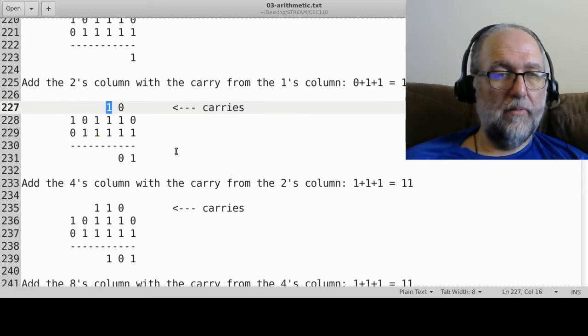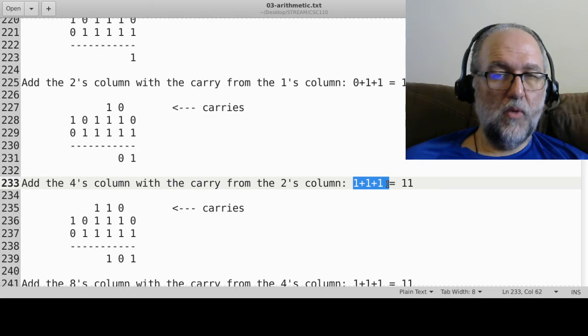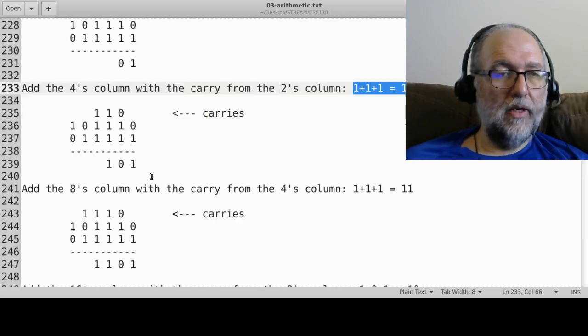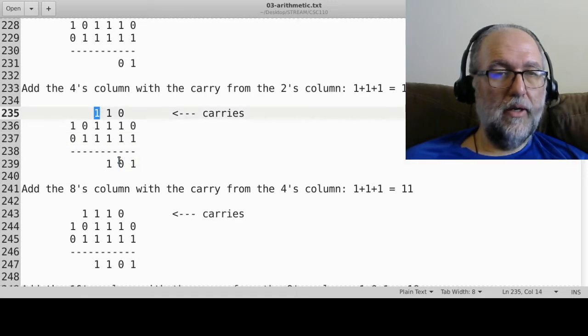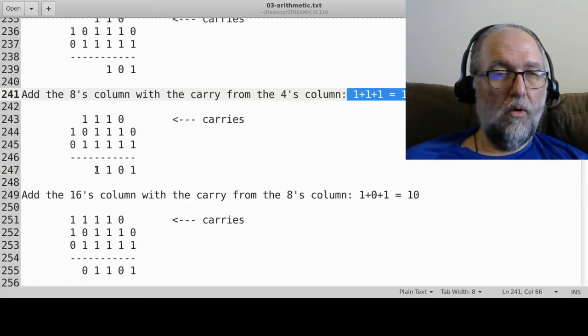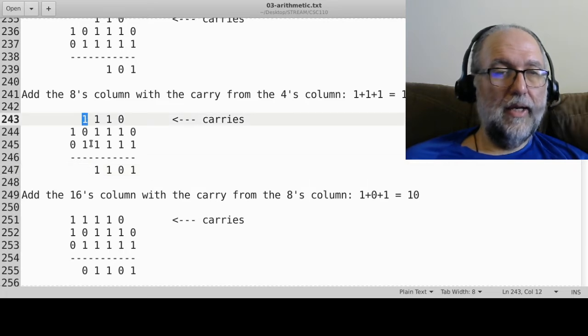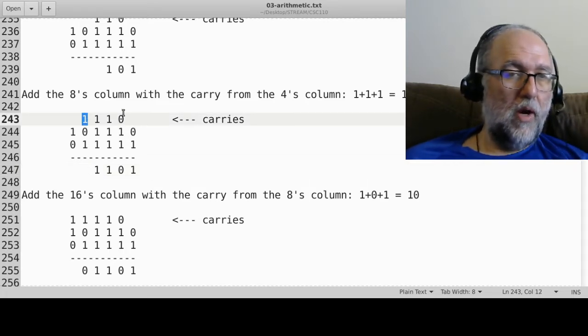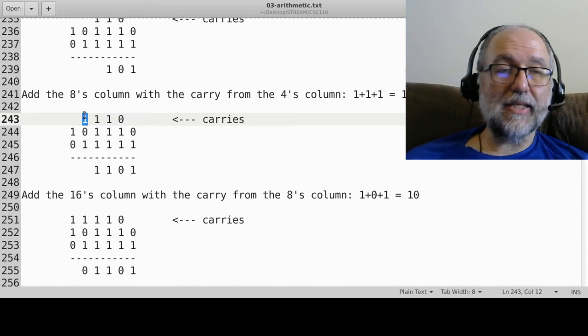Now you're in the fours column. And in the fours column, what are you going to have? You're going to have 1 plus 1 plus 1. And that's equal to 1 carry 1. And so 1 plus 1 plus 1 is equal to 1 carry 1. And now you're in the eights column, and you're going to go 1 plus 1 plus 1. And you're in the same situation again. That's equal to 1 carry 1. And now you're in the, let's see here, 1, 2, 4, 8, you're in the 16s column.